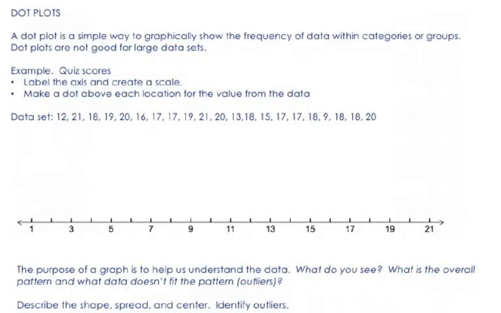Okay, so some other things you may have done are called dot plots. So dot plots are really easy. A dot plot is a simple way to graphically show the frequency of data within categories or groups. Dot plots are not good for large data sets because that's a lot of dots you gotta plot. So here's an example. Here are some quiz scores. So if you label the x-axis, you would label it quiz scores because that's what it is. And then you would just plot a dot for everywhere you have some data.